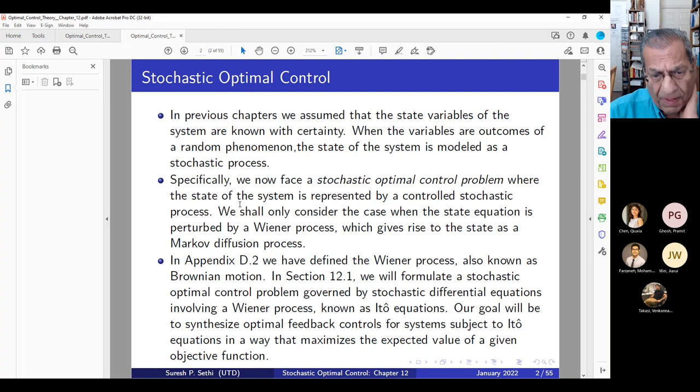And while there are different kinds of randomness available in the literature, the subject is somewhat complicated. And the easiest way to incorporate the uncertainty is via what is called a Wiener process. It's also called Brownian motion in the literature. We will talk about that a little bit.